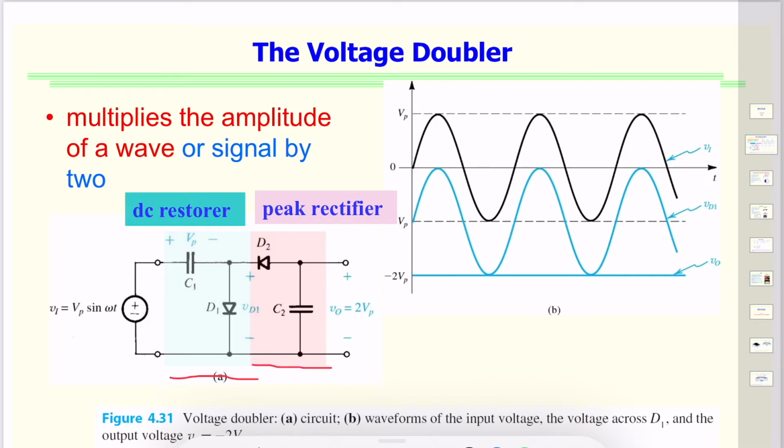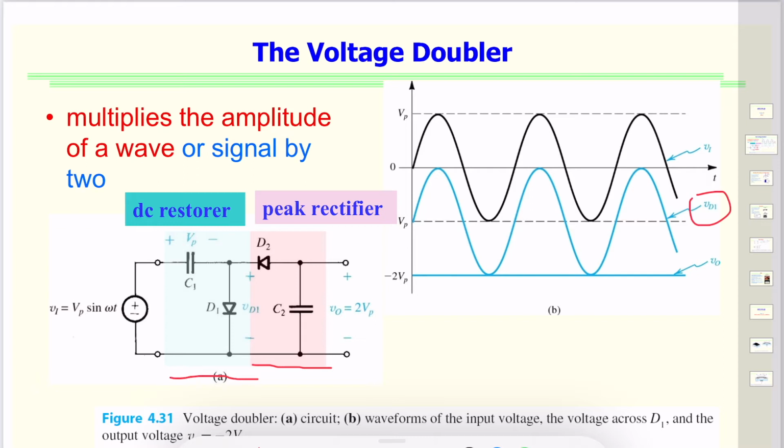Now, when excited by a sinusoidal input VP, the clamping section provides a voltage VD1, which is shown here. This is with ideal diodes. Now, you note that while the positive peaks are clamped to 0 volt, the negative peak reaches negative 2 VP. It's reaching twice the peak voltage of the input.